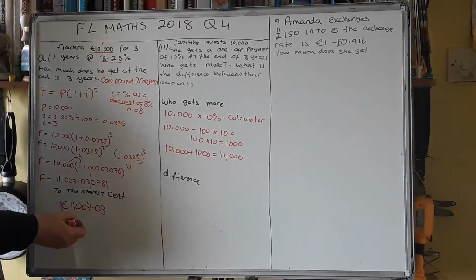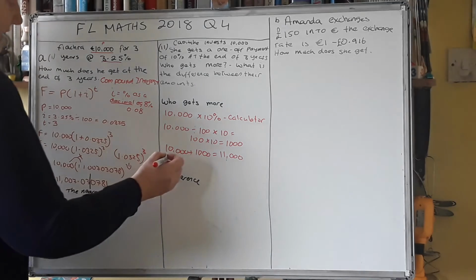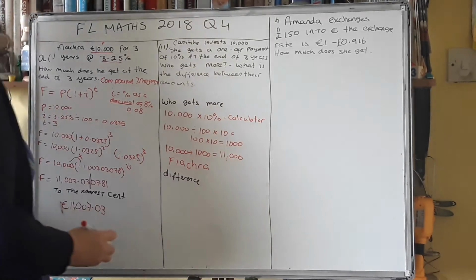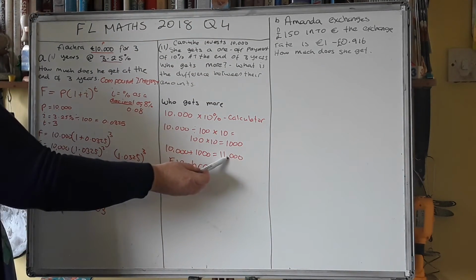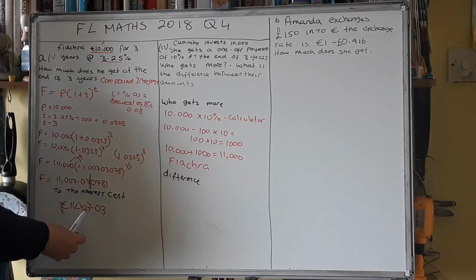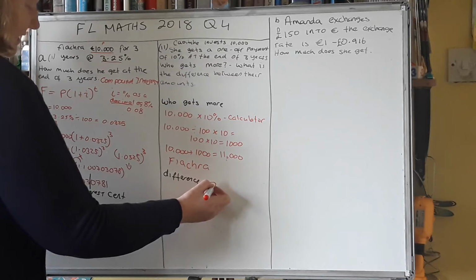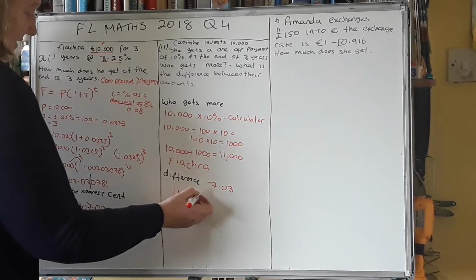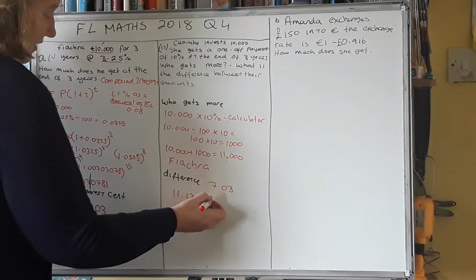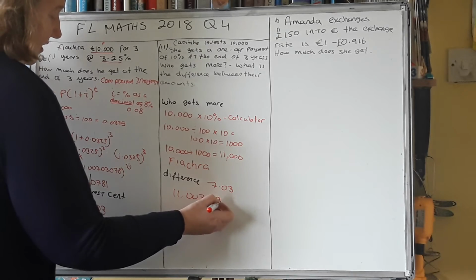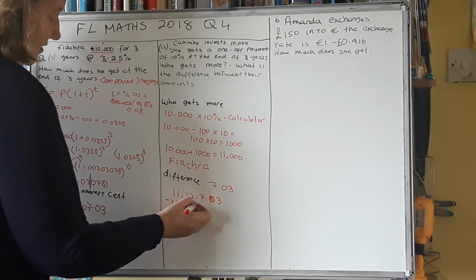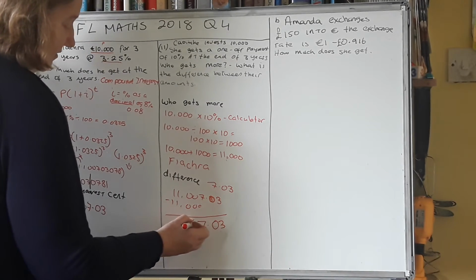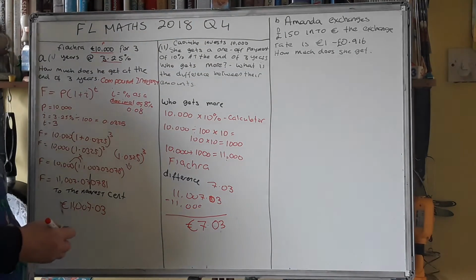So who gets more? Well, she gets 11,000. He gets 11,007 euros and 3 cents. So the person who gets more is Fiacre. What's the difference between them? Well, you might be able to see that the difference is 7 euros and 3 cents. But to find out, what you do is take 11,007 euros and 3 cents, take away her 11,000 and you're left with 7 euros and 3 cents. And that's your answer to that part.